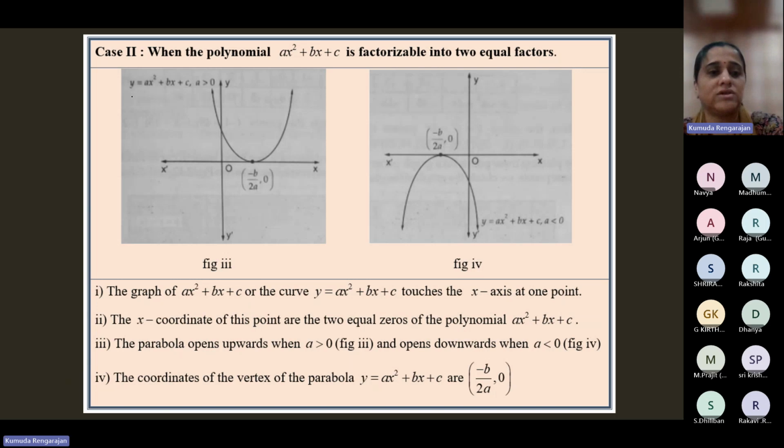Y is equal to, because when you give different values for x, you'll find the corresponding value of y on the y-axis. That's what this y is equal to. When you give different values for x, you'll find the corresponding values of y. So y is equal to ax square plus bx plus c.